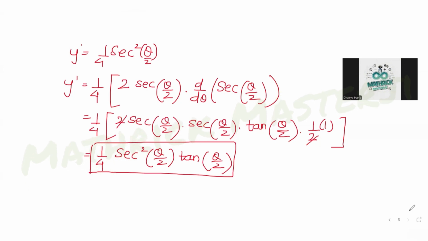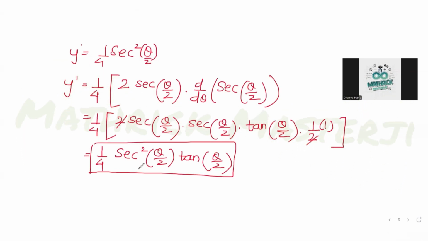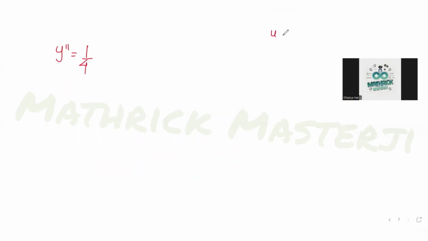Now y dash once I have, let's try to figure out y double dash because we want the second derivative also. So 1 over 4 is already a constant here. And if I have these two terms, these are basically in the product form. So if they are in the product form, I can use the idea of derivatives where I can find u derivative of v plus v derivative of u.